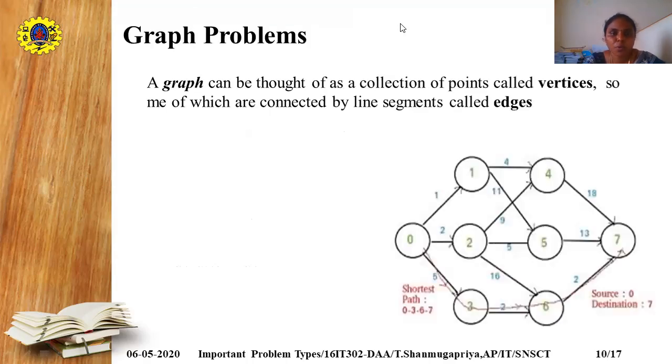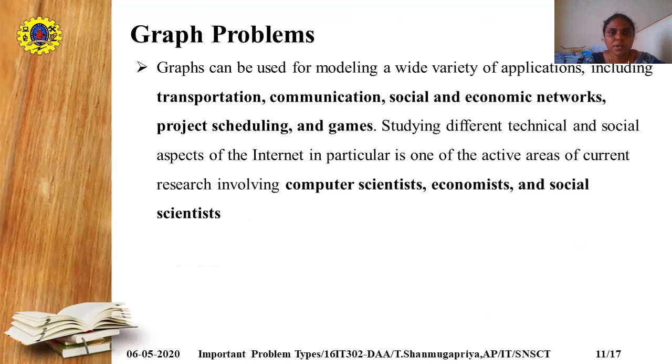The next problem is the graph problem. A graph can be thought of as a collection of vertices and edges. The vertices can be represented by circles, and edges can be represented as directed or undirected edges. There are some real world problems for graphs: transportation, communication, social and economic networks, project scheduling, and games. In transportation, for example, we have government buses moving to different places. If I depict the government buses and their locations, it will be in graph format.